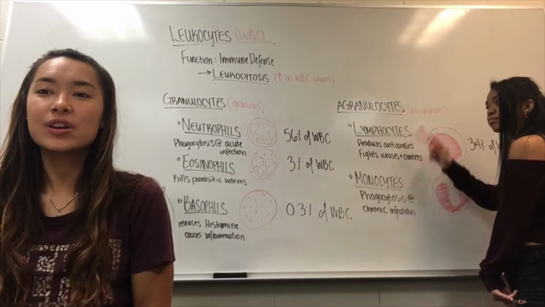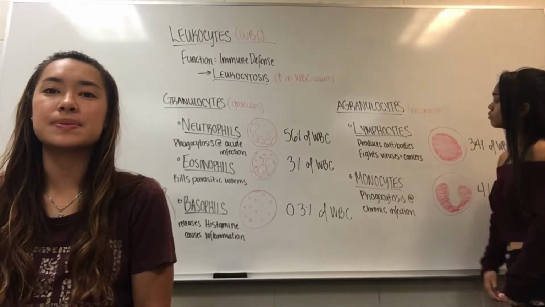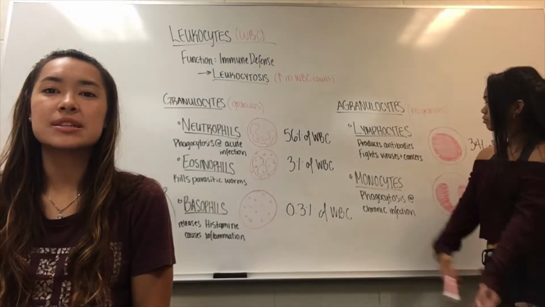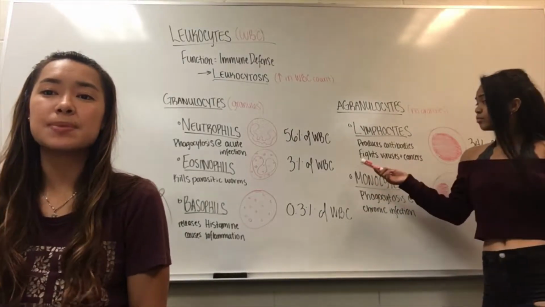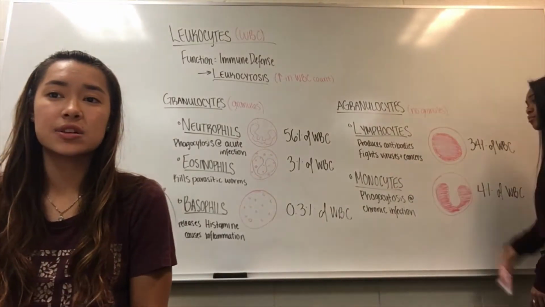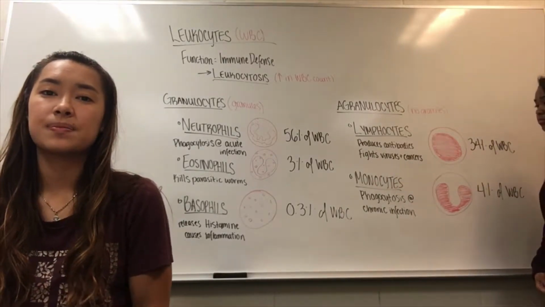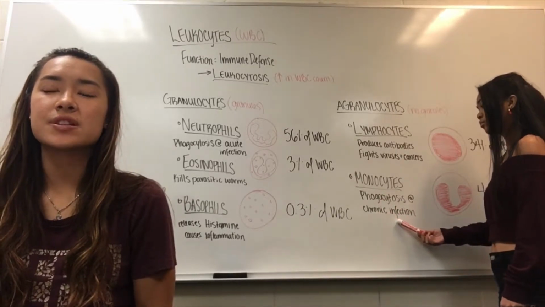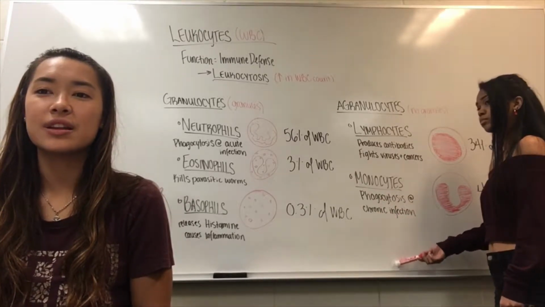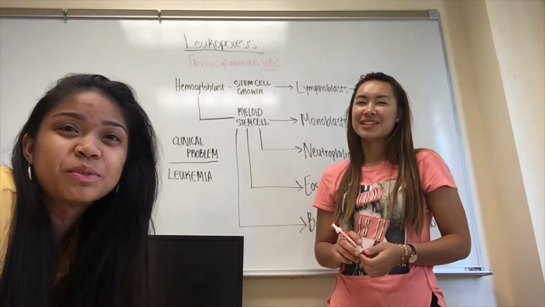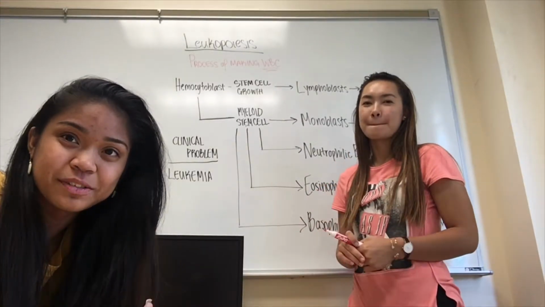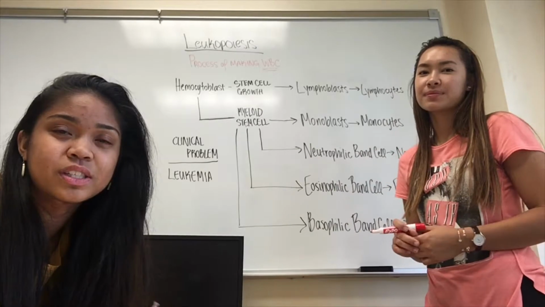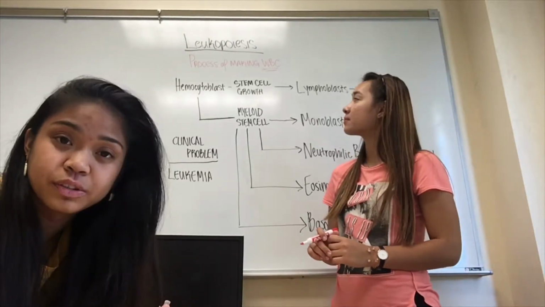Next, agranulocytes have only two types. The first one is lymphocytes, which produce antibodies and destroy cancer and virus cells. And the last one is monocytes, which do phagocytosis at a chronic infection site. Leukopoiesis is the process of making white blood cells. The colony-stimulating factors guide the production of specific leukocytes.